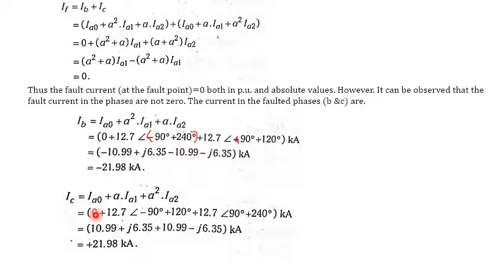Similarly for IC, it is IA0 plus a into IA1 plus a square into IA2. Substitute these values, and we will get plus 21.98. In other words, there is no need to calculate this IA1, IA2, and the a and a square values, because we got the value of the fault current. If the IB value is positive, absolutely the IC value should be opposite to that. It means that if it is negative, this should be positive to get the value of the fault current.